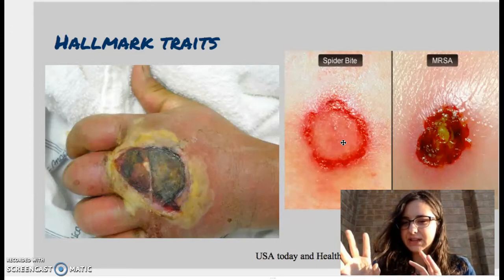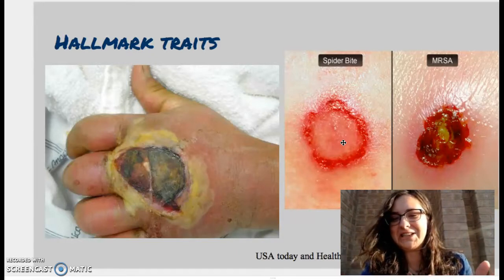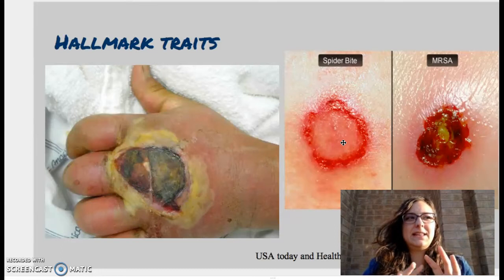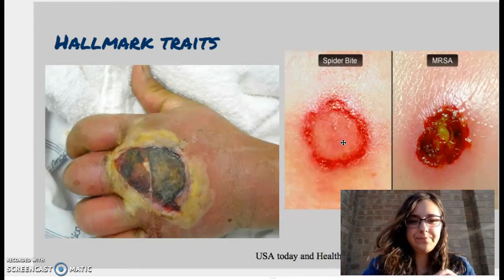So you can see the difference here, and I apologize for the graphic image, but you can see that infection in the hand and how severe this bacteria is if you get it and it's untreated.